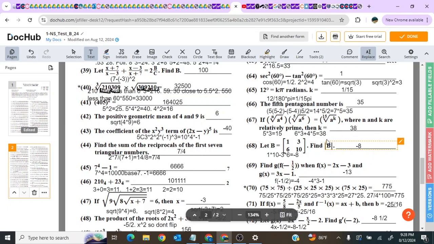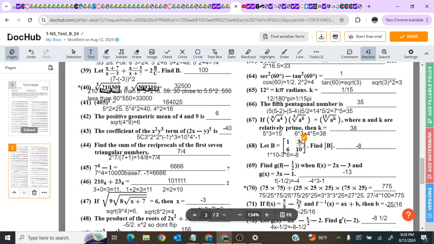68. Let b be the matrix 1, 10, 1, 3, 6, 10. Find the determinant of b. This is not the absolute value. This is the determinant. The answer is, in fact, negative. So what you do is the determinant of the matrix: A times D minus B times C. 10 minus 18 is negative 8.